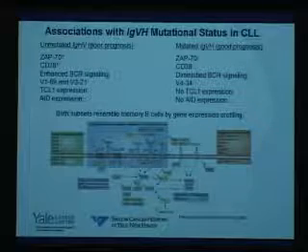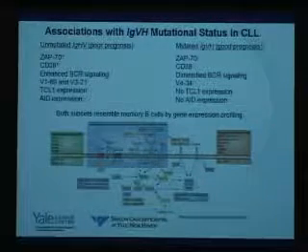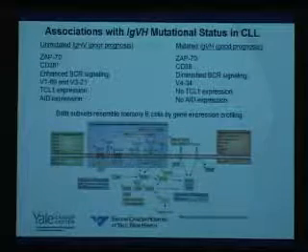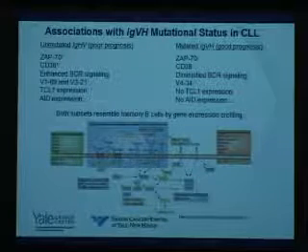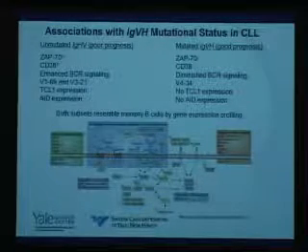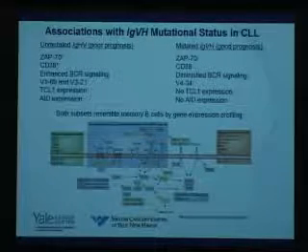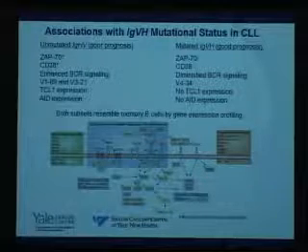There also seems to be some bias in V gene usage between unmutated and mutated CLL, and there's often a preference for V1-69 or 3-21 in unmutated, or V4-34 in mutated CLL. As I mentioned, TCL1 is overexpressed in unmutated CLL as well.